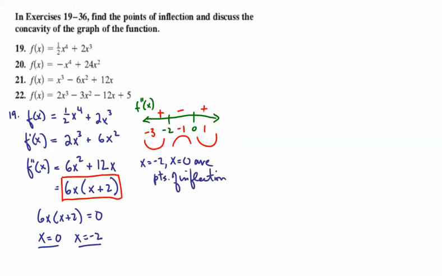We'll discuss the concavity. We have concave up from -infinity to -2, and from 0 to +infinity. Concave down from -2 to 0. Now I'll bring up the graphing calculator and we'll take a snapshot of what this graph looks like and compare to our results.